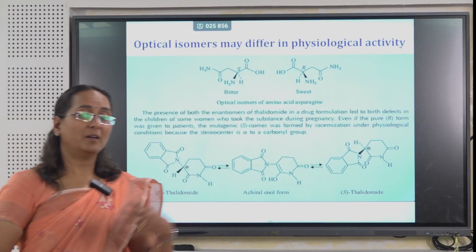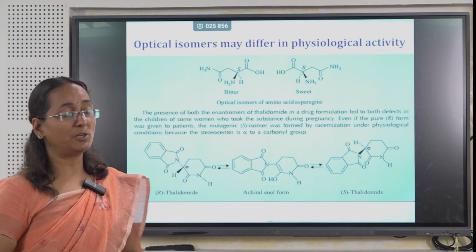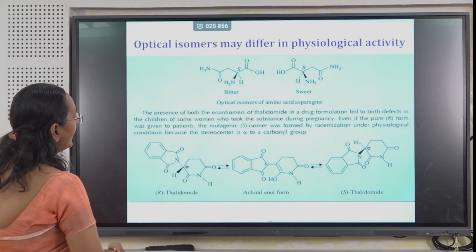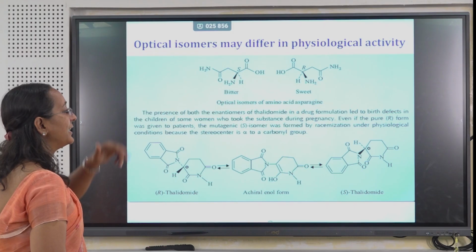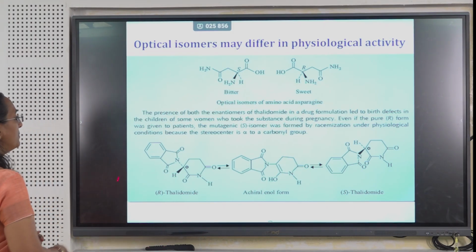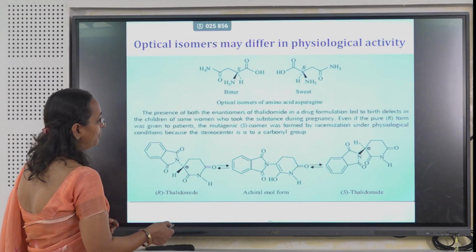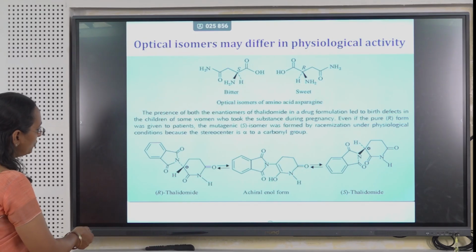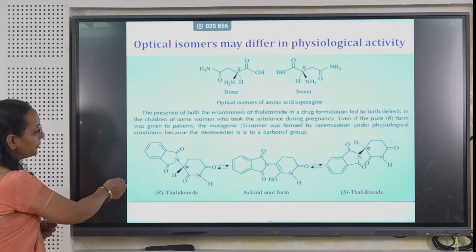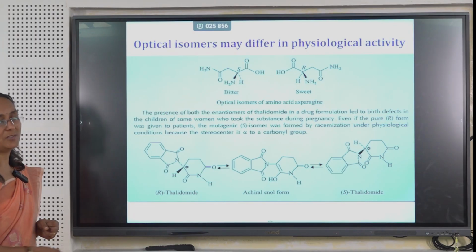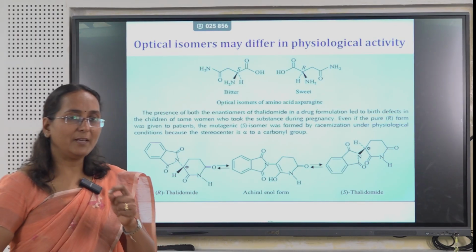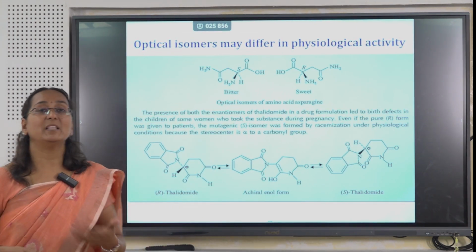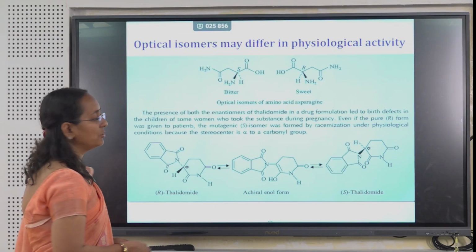Again, I described the racemic mixture before. So if we use only the R form, which is the pure form, the S isomer is again formed by racemization under physiological conditions, because the stereocenter is alpha to the carbonyl group. You can see that the stereocenter is present at the alpha position, right next to where the carbonyl group is present. So whenever we use the pure R form, it again forms the S form under these physiological conditions.